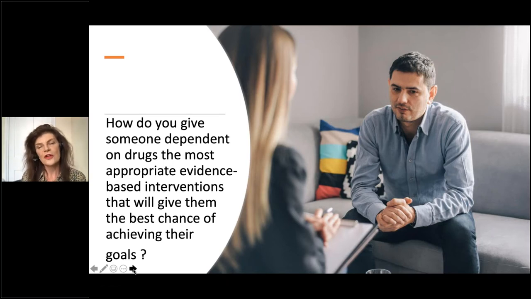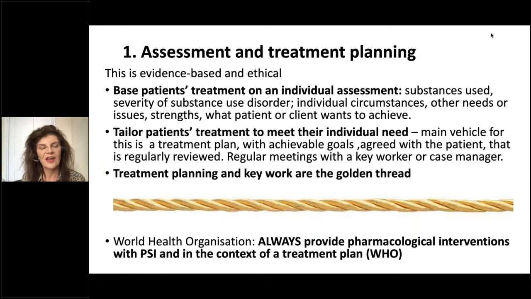Okay, so the first chunk of interventions we're going to look at is assessment and treatment planning. Now, assessment and treatment planning is both evidence-based and ethical. What we should be doing here is basing people's treatment on their individual assessment. The things we need to look at are the substances they use, the severity of their substance use disorder, their individual circumstances, their other needs or issues, their strengths, and what the patient or client wants to achieve. We then need to tailor the patient's treatment to meet the individual need.